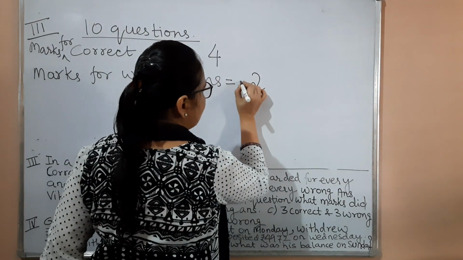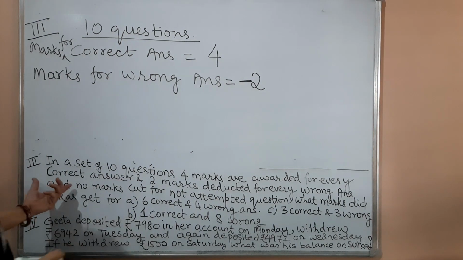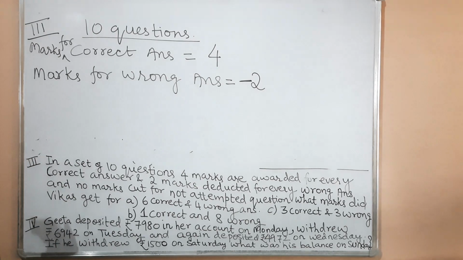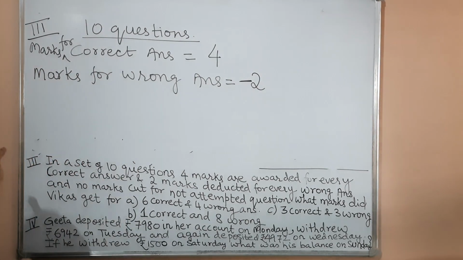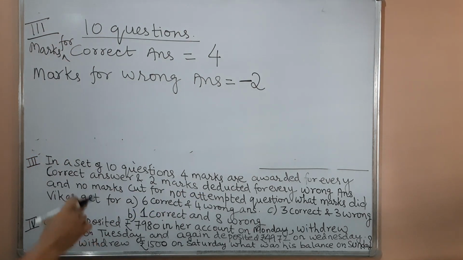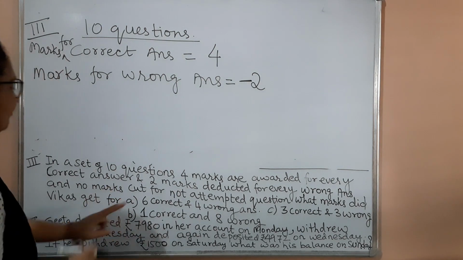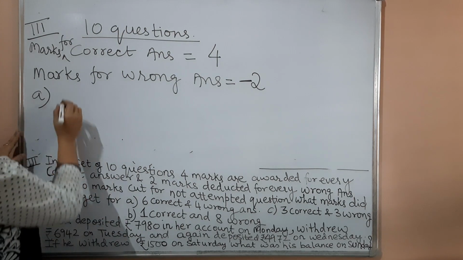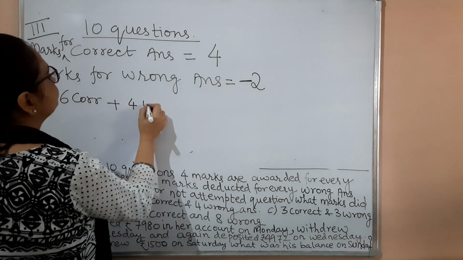It means what marks are you getting? You are getting minus 2 marks, right? And no marks is cut for the question which are not attempted. If it is not attempted, it is not considered wrong. That means no marks is cut for the non-attempted question. So what marks Vikas got if we take the first part, 6 correct plus 4 wrong.